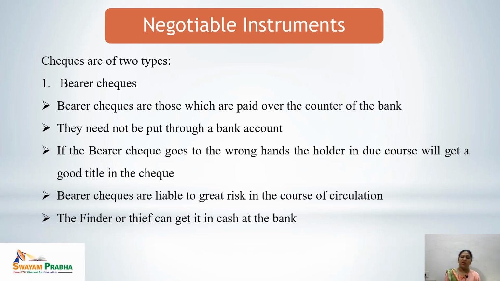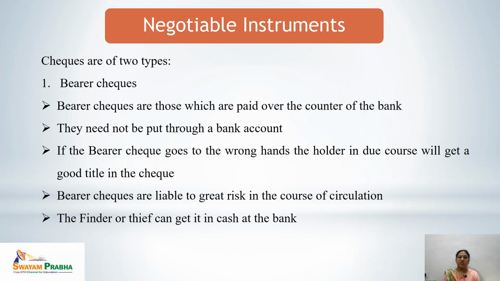So by now we have discussed the difference between the check and the bill of exchange. Now let's discuss the types of checks. Checks can be of two types. Out of those, the first type is the bearer check. What are bearer checks? Bearer checks are those checks which are paid over the counter of the bank.